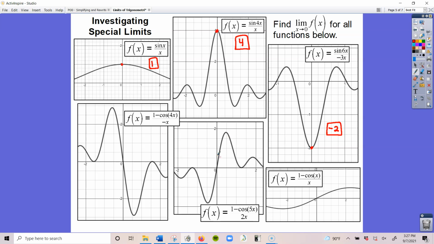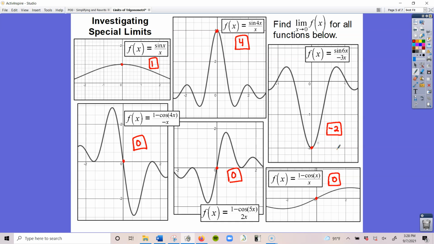Now let's look at these bottom row functions, which are all with cosine. We have 1 minus cosine 4x over negative x. And the limit as x is approaching 0 of this function is 0. For this one here, f of x is equal to 1 minus cosine 5x over 2x. The limit as x is approaching 0 is 0. And this last one here, 1 minus cosine x over x, the limit as x is approaching 0 is 0.